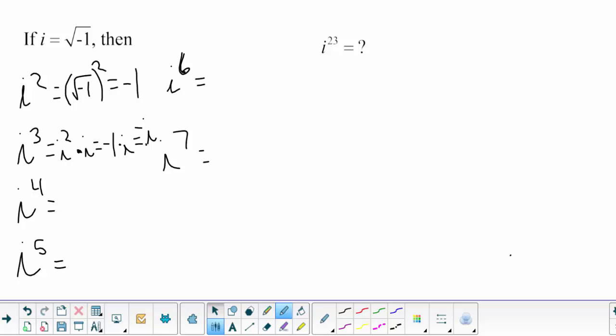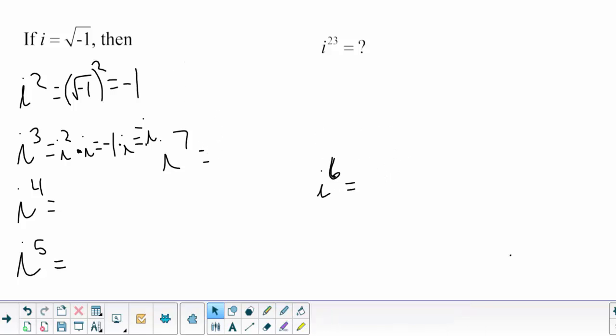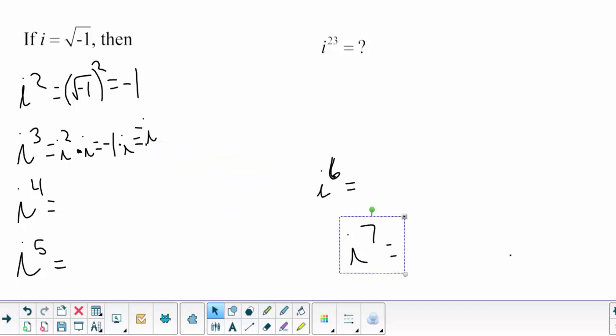Give me one second. Let me move these guys out of the way here. Okay. All right.